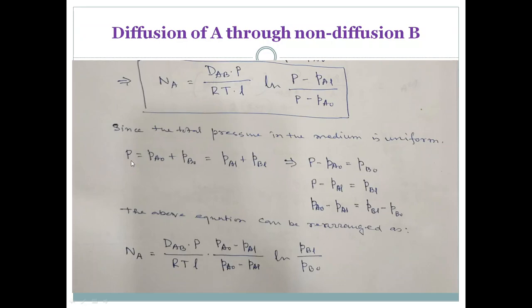So I can write PA minus PA0 equal to PB0 and P minus PAL equal to PBL, and I can write PA0 minus PAL equal to PBL minus PB0. So with this, now if I put this in this equation, then what I can write is NA equal to DAB into P by RT into L, that was there.